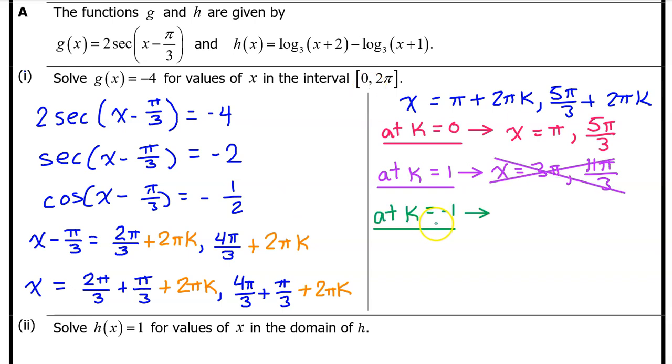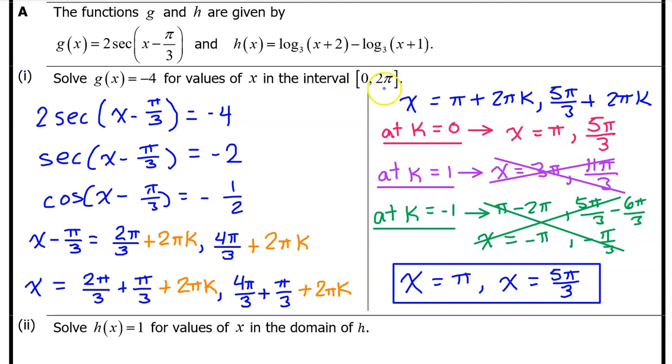Let's try going the other way. How about at k equals -1? In that case, we would have pi minus 2 pi, and this is going to give us x equals negative pi. That's outside the interval. But what about 5 pi over 3 minus 2 pi? Well, let's think of this as 5 pi over 3 minus 6 pi over 3. That's going to give us negative pi over 3. That is also outside the interval.